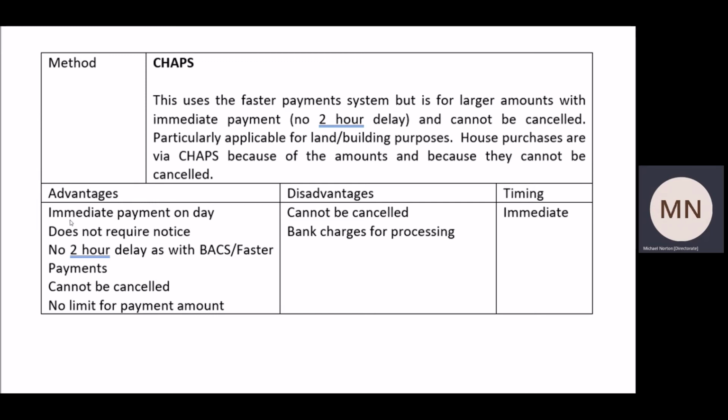So the advantage of CHAPS systems, immediate payment on the day, doesn't require notice, so there's no 2 hour delay in there, but it cannot be cancelled, which is an advantage for land and building purchases, and there's no limit on the payment amounts. Disadvantage though, can't be cancelled, and there's going to be a bank charge, 25 quid. So where you're going to see CHAPS payments, you can see big amounts, and you can see land and buildings. That's what we're going to see for CHAPS payments.